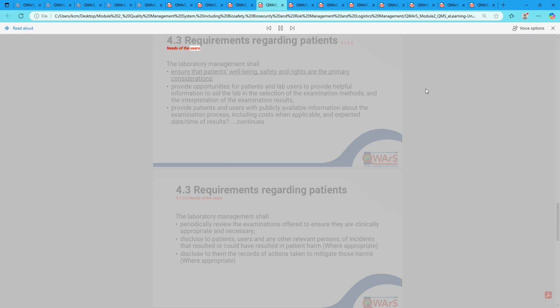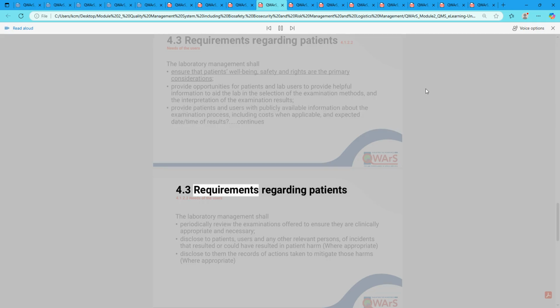For point 3, requirements regarding patients. 4.1.2 needs of the users. The laboratory management shall ensure that patients' well-being, safety, and rights are the primary considerations. Provide patients and users with publicly available information about the examination process, including costs when applicable and expected date and time of results.